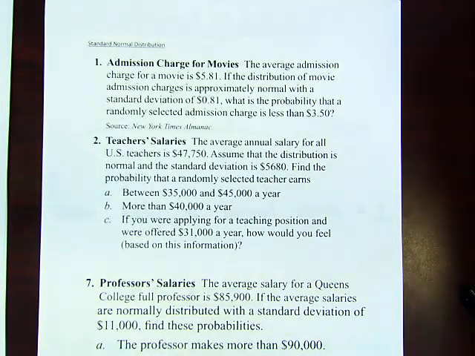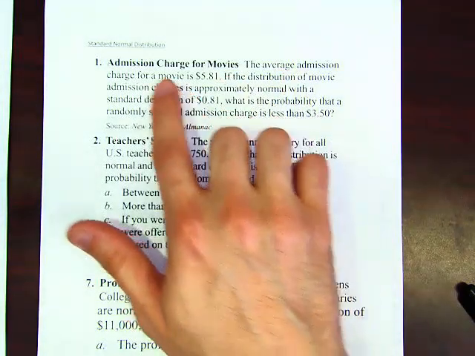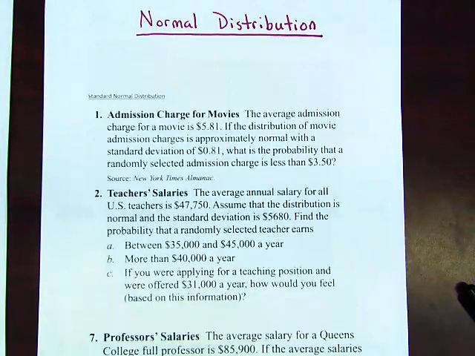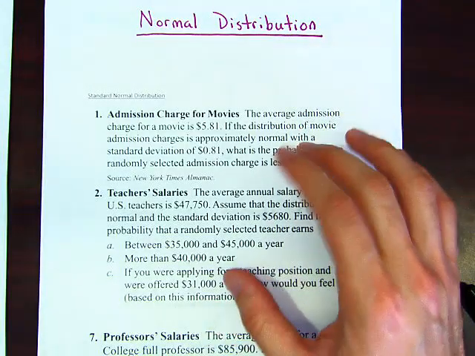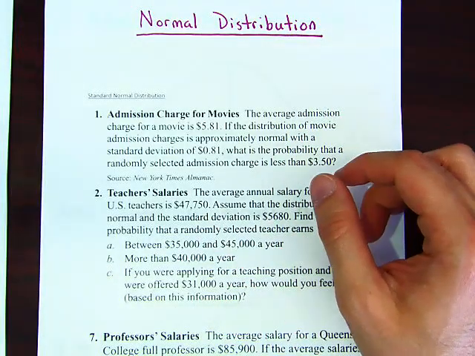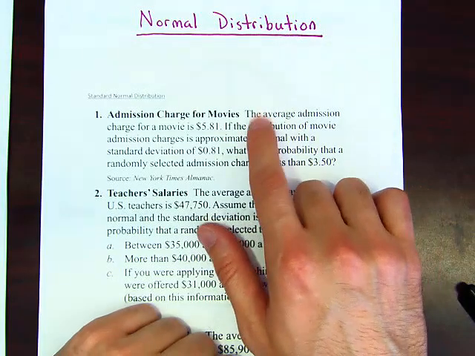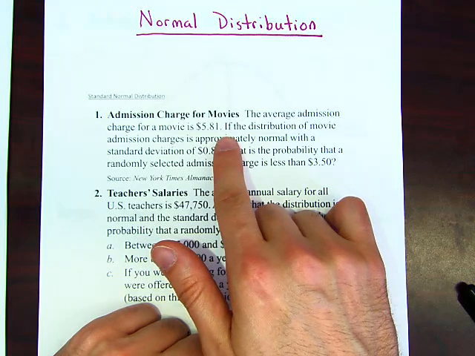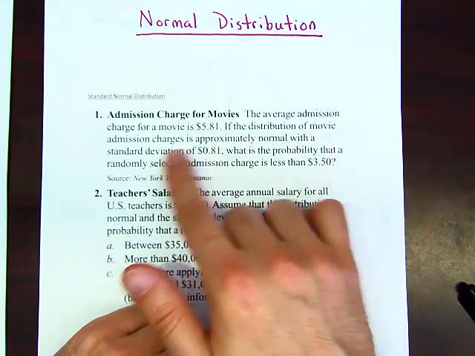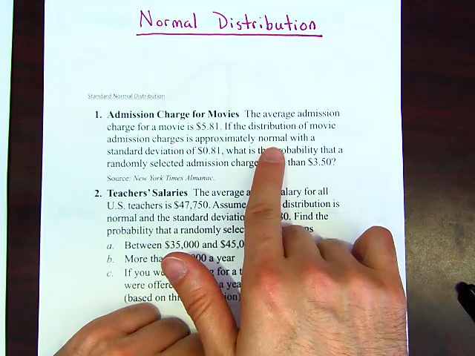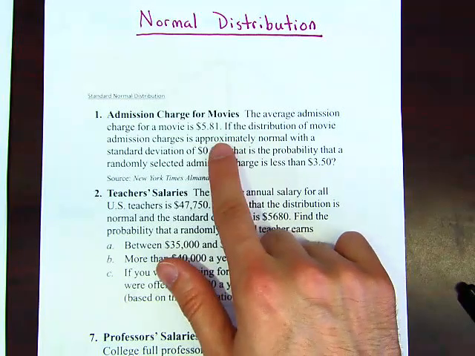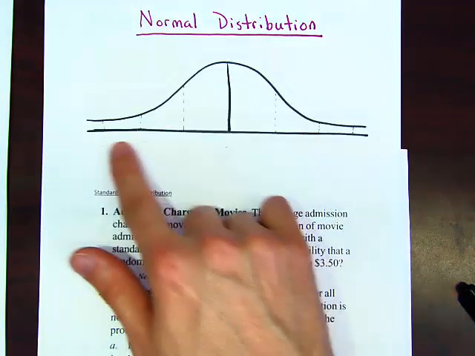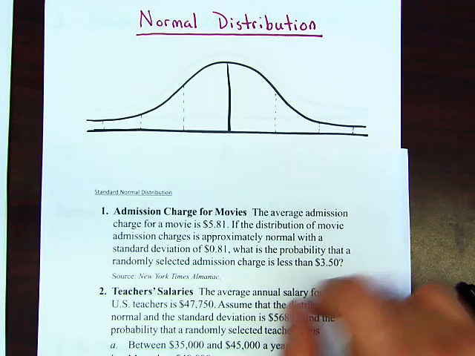All right, so let's work on the next part. Here, we're going to work on a standard normal distribution and how that can help us answer these questions. If we look at the first question here, it says the average admission charge for a movie is $5.81. If the distribution of movie admission charges is approximately normal, the second we see approximately normal, we could draw this graph over here.